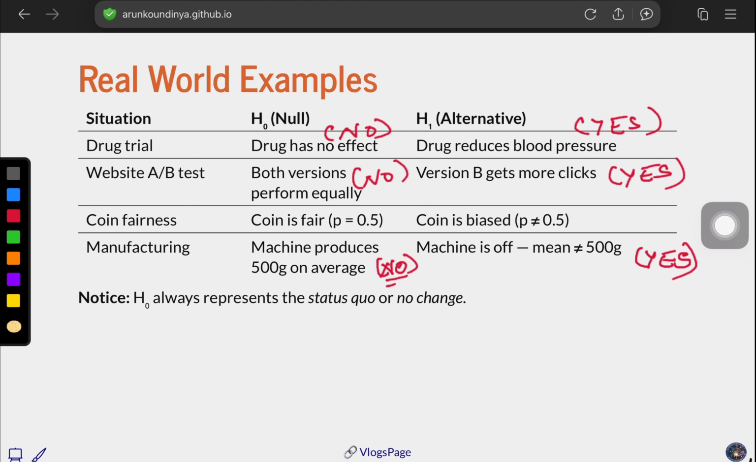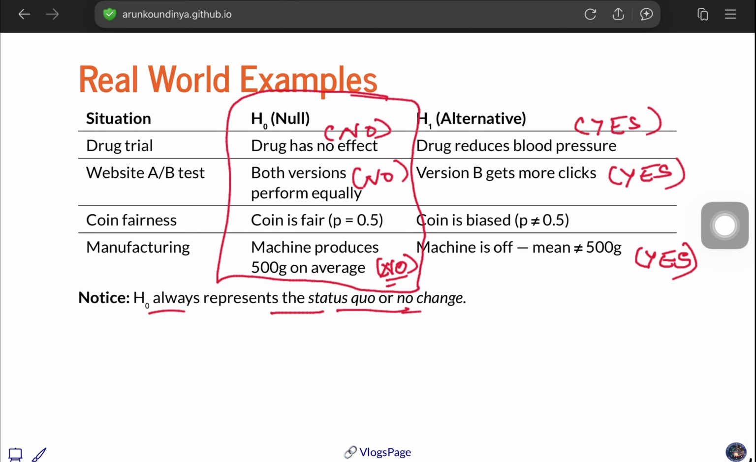So always observe that the null hypothesis is always that we choose not to take any action. Here, on all these things, we choose not to take any action. The drug has no effect. It means we are not taking any action. Version B is not performing very well. It means we are not taking action to deploy version B into the production server. Similarly, we are not claiming that the machine has to be replaced. So that's the null hypothesis. It means we are staying with the current status quo.